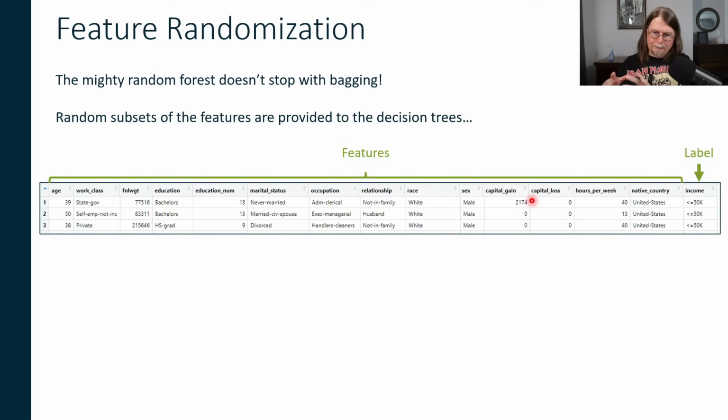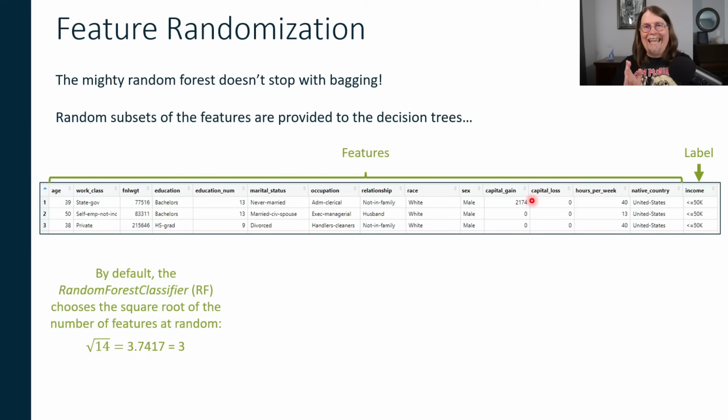The random forest says, look, if I give each tree a subset of the data, that will help to make sure that all the trees are different from each other. Because we already have the bagging, we already have different rows, but we're also going to use different features. And by default, the random forest classifier in scikit-learn, which is the class that you use for predicting labels, is set up to actually take the square root of the features at random. So if I have 14 features, square root of 14 is about 3.7. And if we just lop off the decimal portion, which is typically done, we say 3.